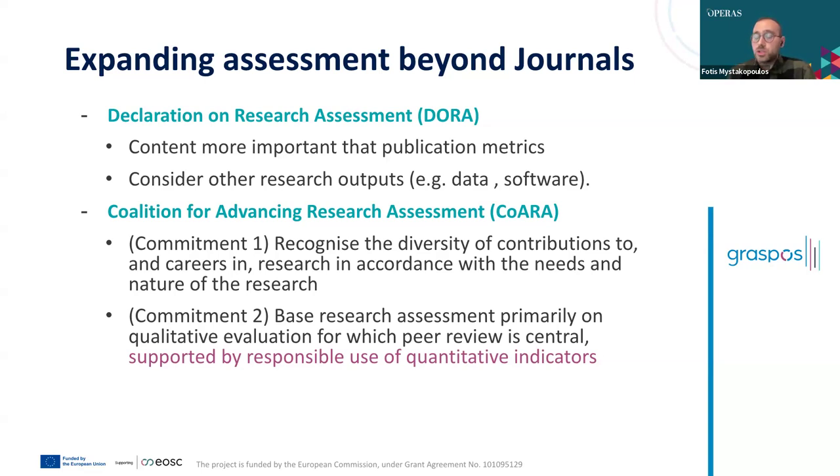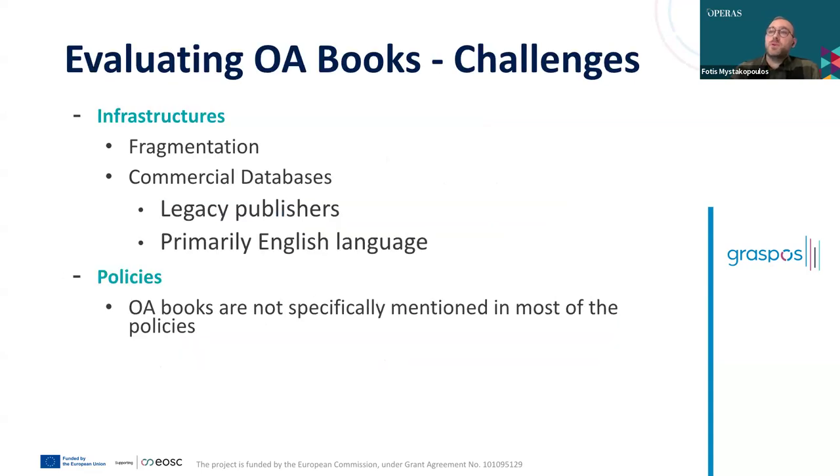And of course, very relevant to today, any research assessment exercise, COARA says, should be done primarily through peer review, but also supported by quantitative indicators such as metrics. So we are not arguing to remove metrics altogether. It's mostly to understand how we can make better use of metrics and use them more responsibly. So I hope by this point we can agree that evaluating open access books is relevant to this conversation.